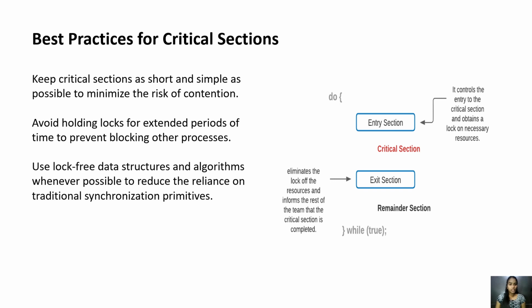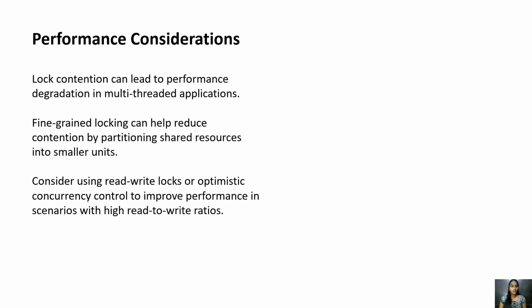Best practices for critical sections. Keep critical sections as short and simple as possible to minimize the risk of contention. Avoid holding locks for extended periods of time to prevent blocking other processes. Use lock-free data structures and algorithms whenever possible to reduce the reliance on traditional synchronization primitives.